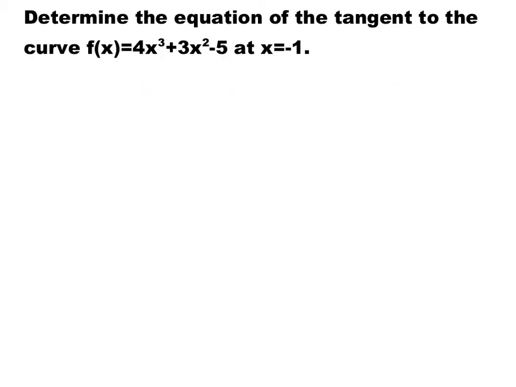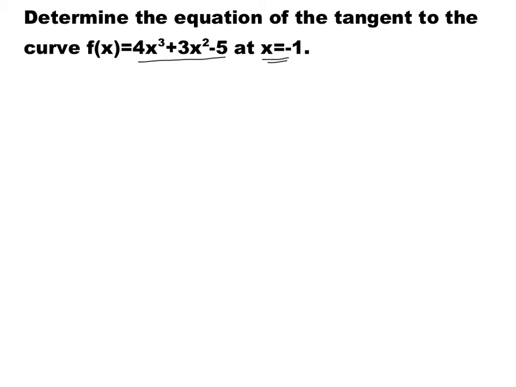The next example, we have to find the equation of the tangent to the curve f of x is 4x cubed plus 3x squared minus 5 at x equal to negative 1. First, let's find the coordinate of the point where the tangent line touches the curve. We know that the x is negative 1 and it has to satisfy the equation, so we just sub it back in this equation to get y.